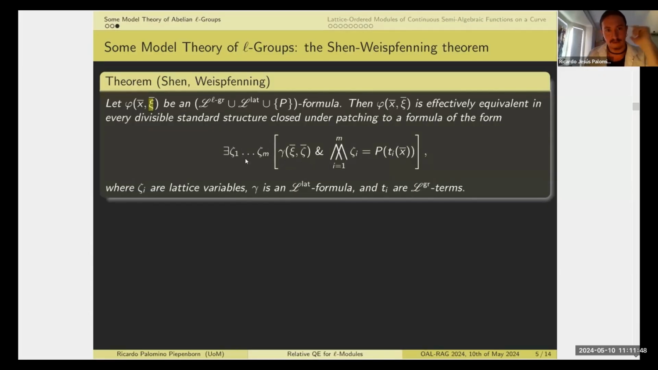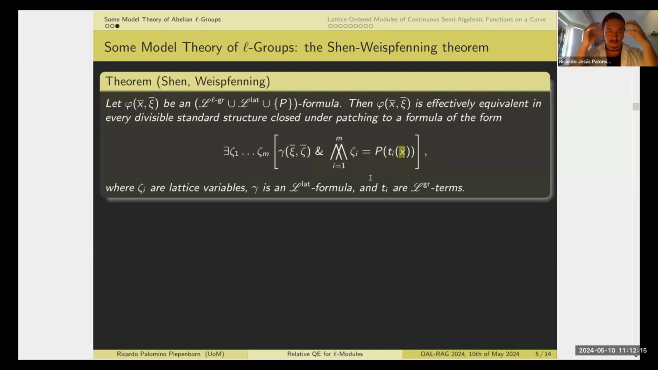What is this horrible form? It's just a formula where you have a block of existential quantifiers over the lattice or space sort. Then I have a formula which is purely a lattice formula. So this is a formula that is telling you properties about the lattice of zero sets of the L group. And then you have a conjunct relating space variables and group variables.